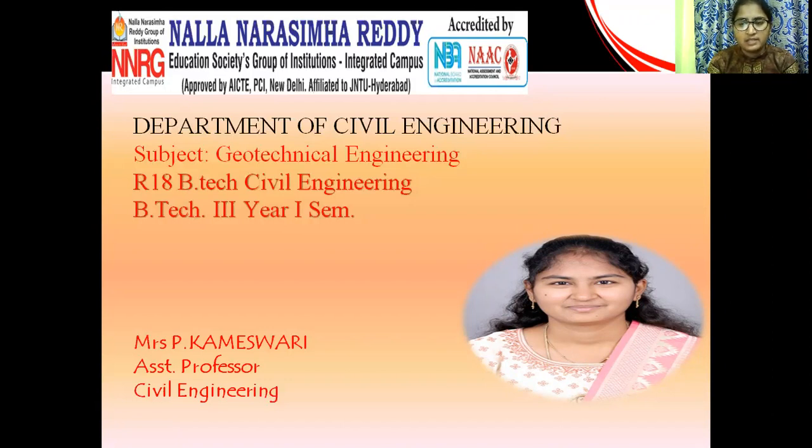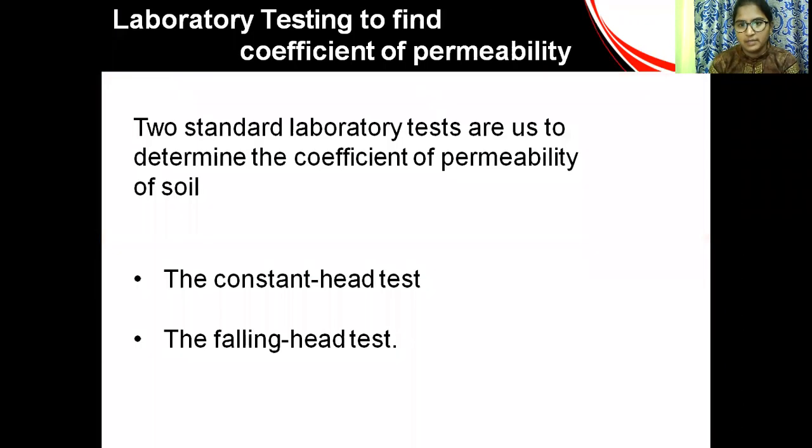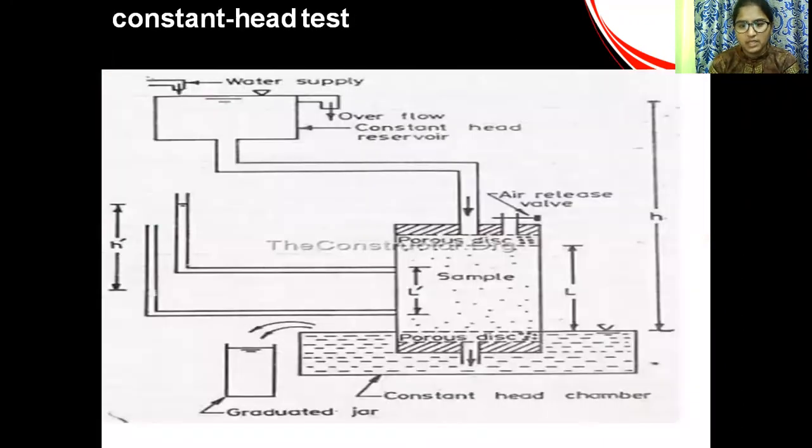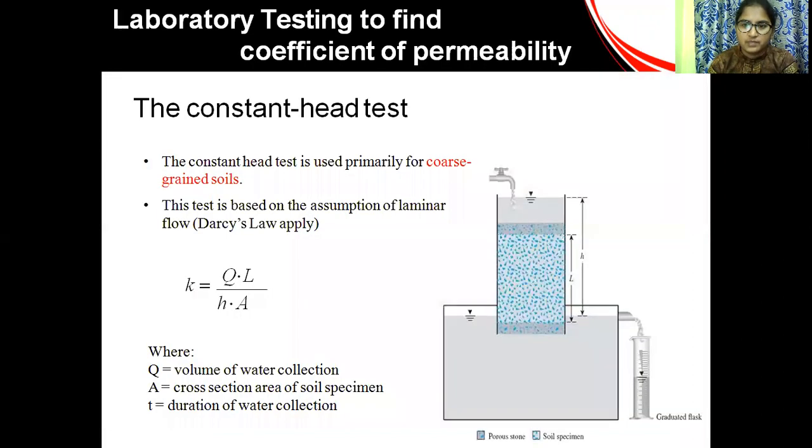And what is constant head permeability? What is the difference between constant head permeability and variable head permeability? The constant head permeability test is only used for coarse grain particles. This is the apparatus used for determining the constant head permeability.